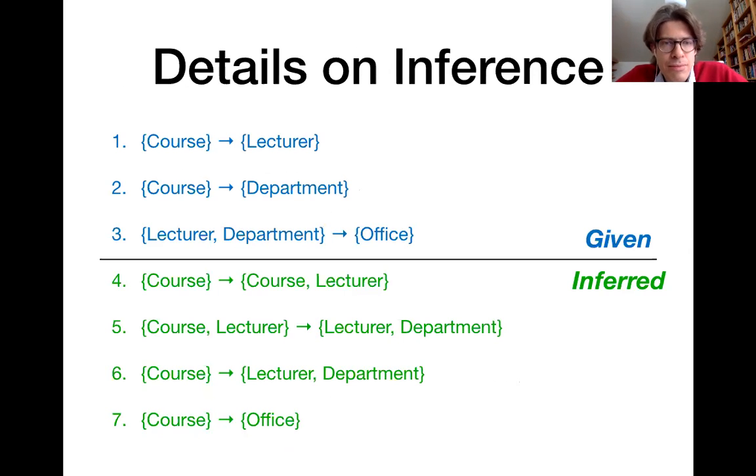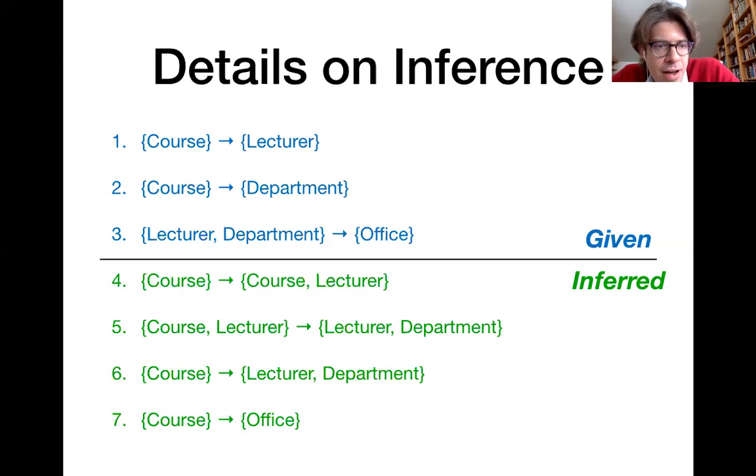Here we have course implies lecturer, which is the given one, number 1. Now we add course on both sides, which doesn't change anything on the left-hand side, but to the right-hand side it adds course. That is the augmentation axiom. Number 4. So now we have course implies course lecturer.